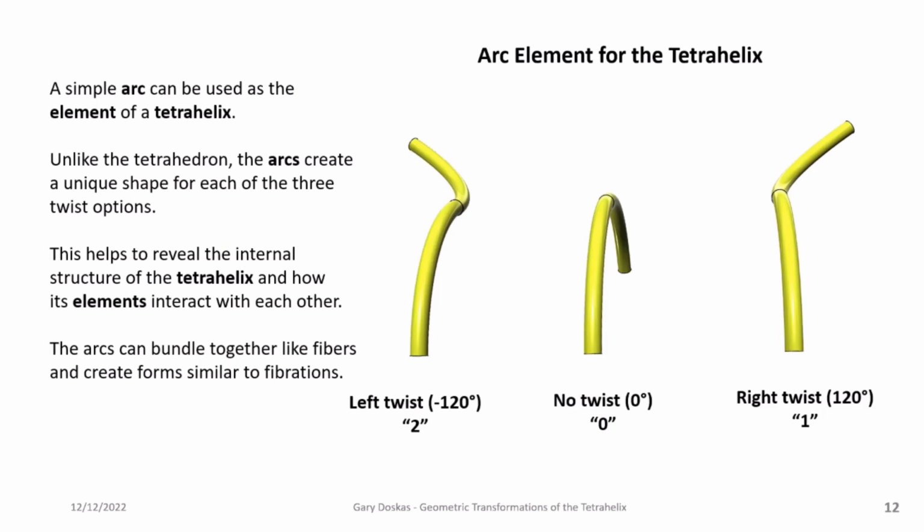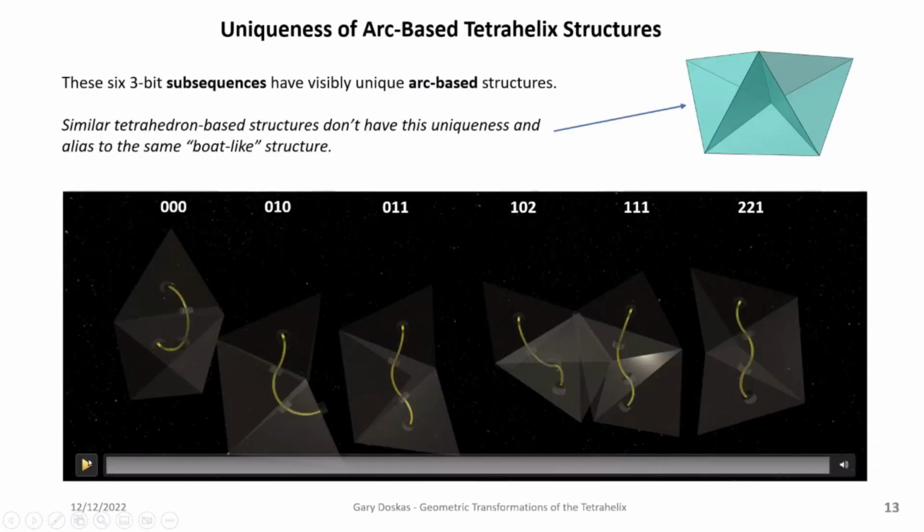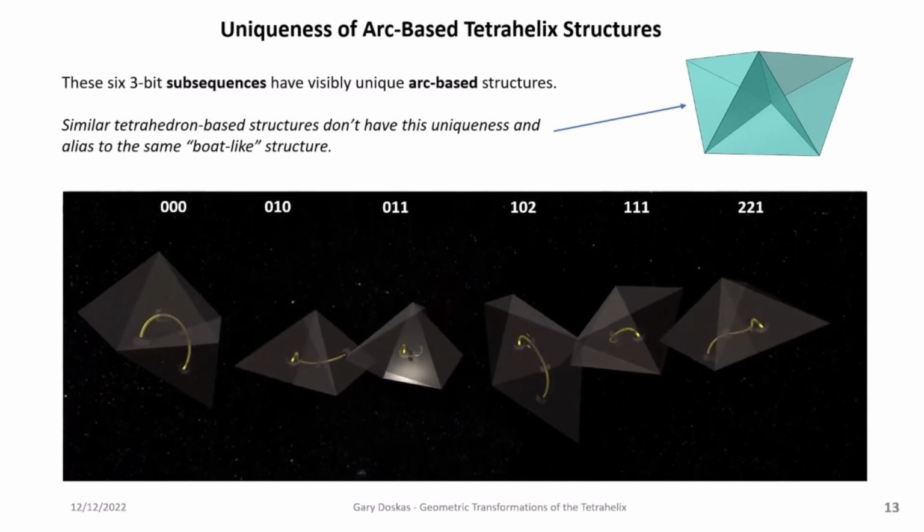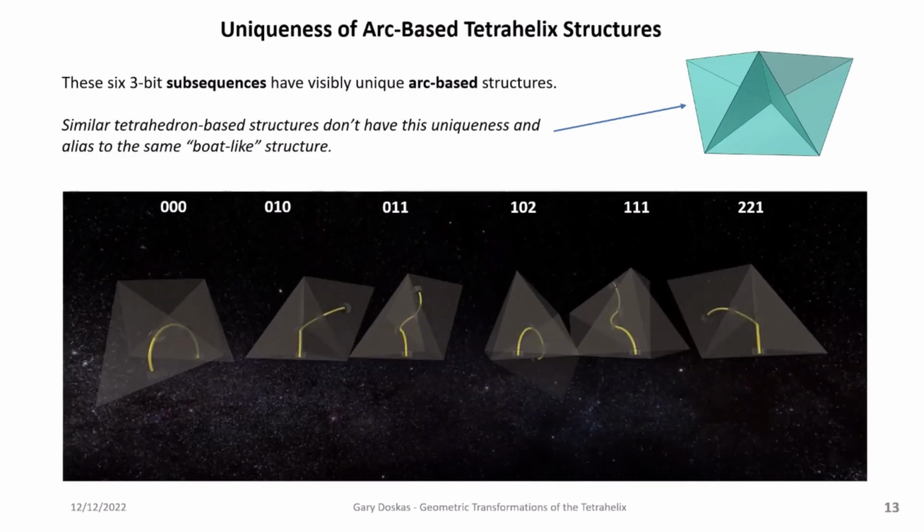So this is just the visual of the different twist options, now when I'm using arcs. And again, unlike the tetrahedron, these arcs create these unique shapes that become more visible, and it allows the internal structure of the tetrahelix to sort of be revealed. You'll notice that these arcs tend to bundle together like fibers and also create these forms similar to vibrations that we'll see in the upcoming slides.